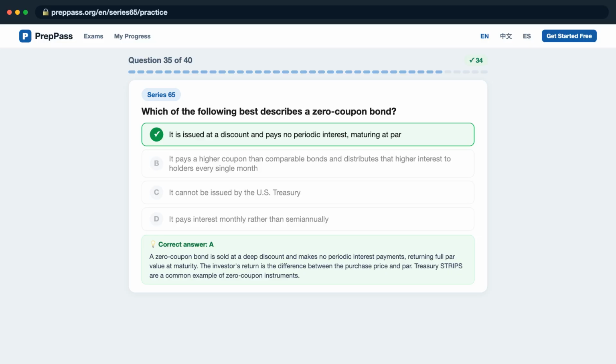The correct answer is A. A zero-coupon bond is sold at a deep discount and makes no periodic interest payments, returning full par value at maturity. The investor's return is the difference between the purchase price and par. Treasury strips are a common example of zero-coupon instruments.